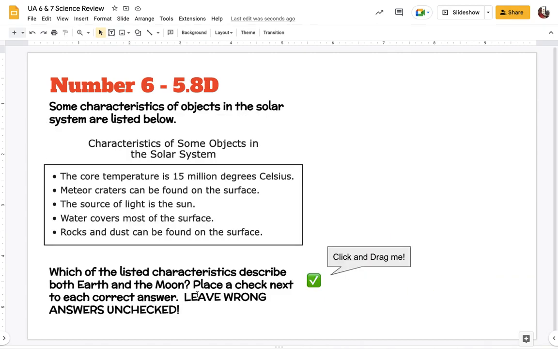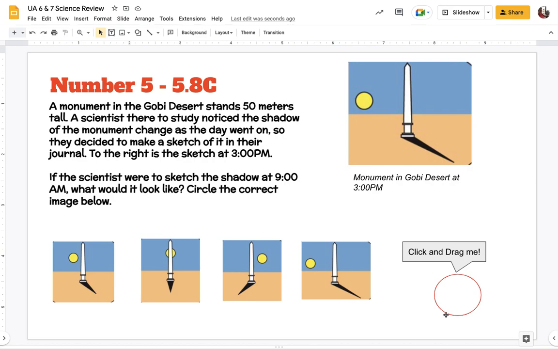Ooh. Now, question number 5, I'm not going to go into detail on this one because we did this one for our SciPod yesterday. So you should have picked, the correct answer was this one here. When you look, the monument over here is showing the Gobi Desert, and that monument shadow at 3 o'clock. So if this is 3 o'clock PM, look at this one over here at A.